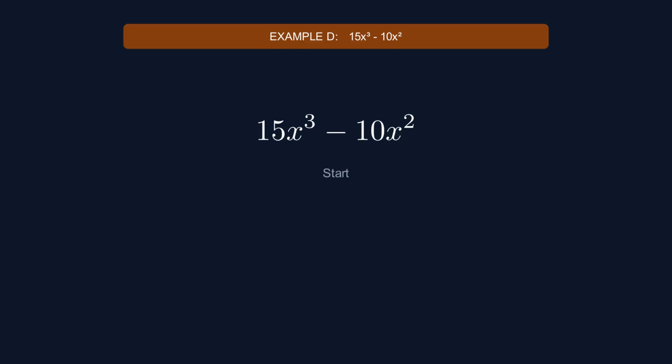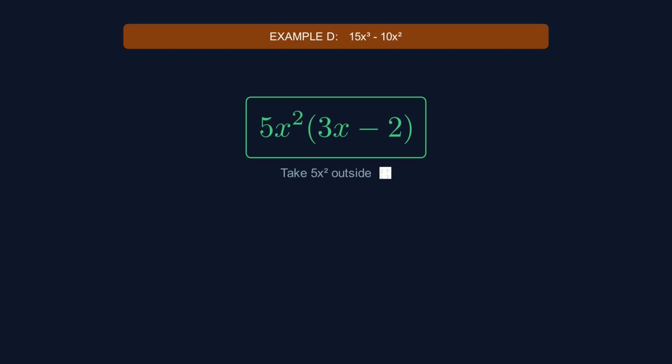Let's try another example. 15x cubed minus 10x squared. The HCF is 5x squared. So we take 5x squared, and what remains is 3x minus 2.